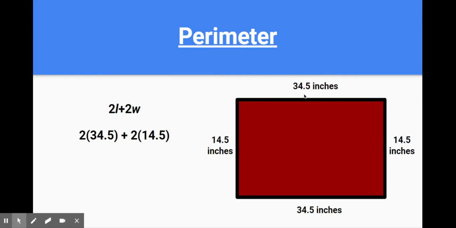With the same figure, we can find the perimeter using a formula. 2 times length, which is L, plus 2 times width. So 2 times 34 and 5/10 plus 2 times 14 and 5/10. We will have the same numbers from our previous answer, 69 plus 29, which equals 98 inches.